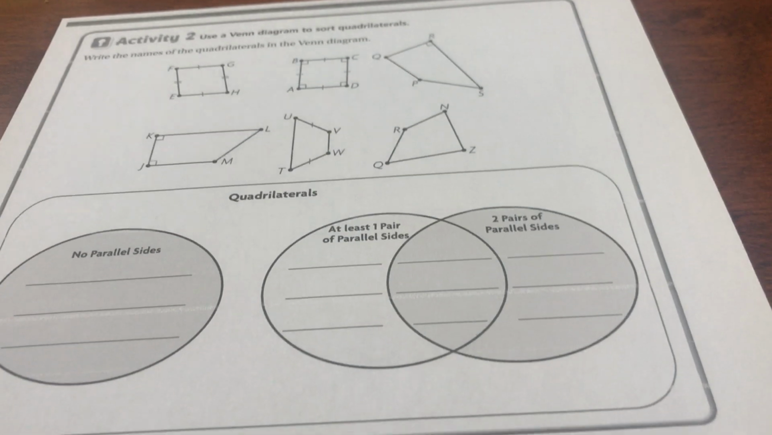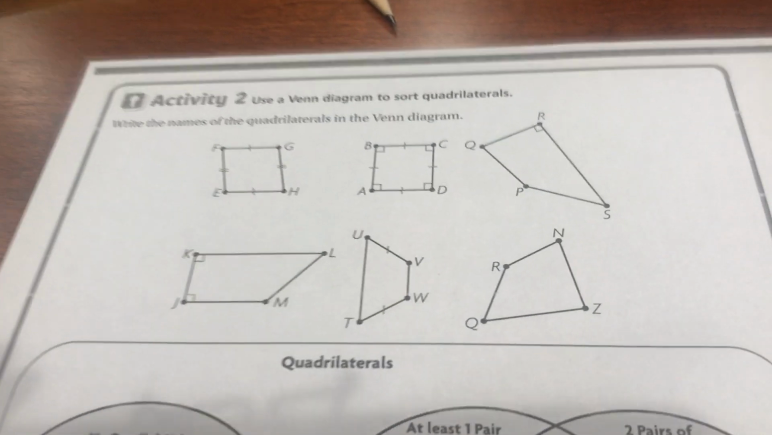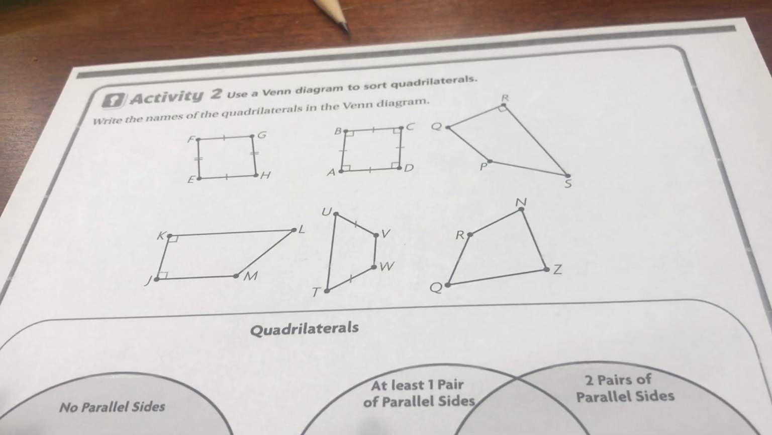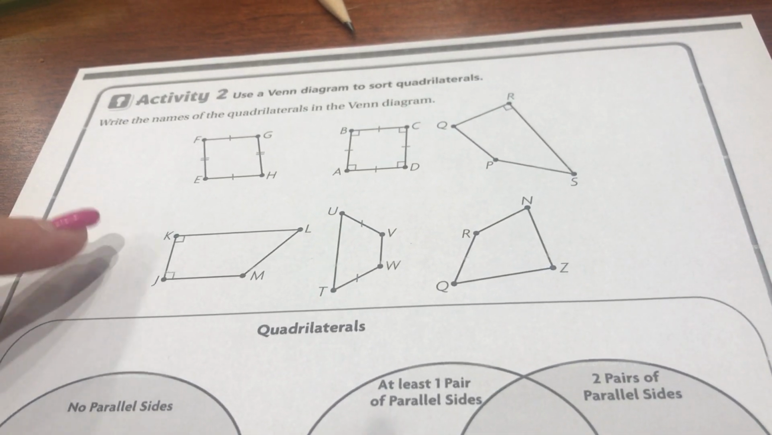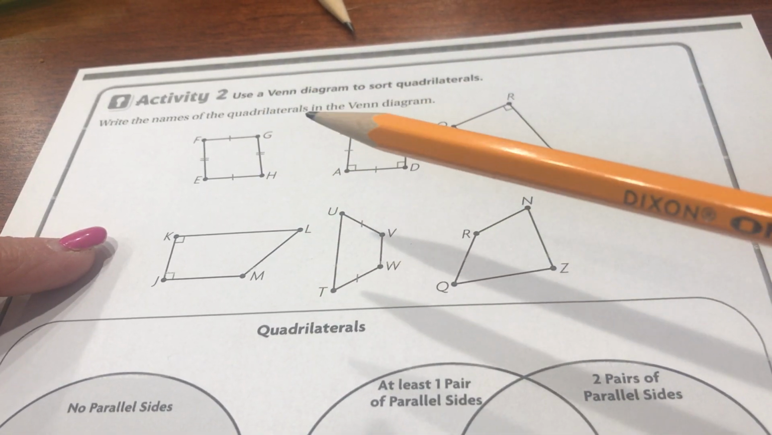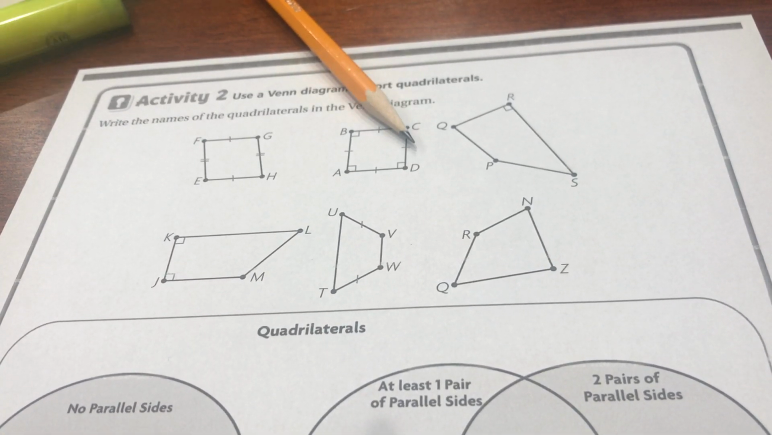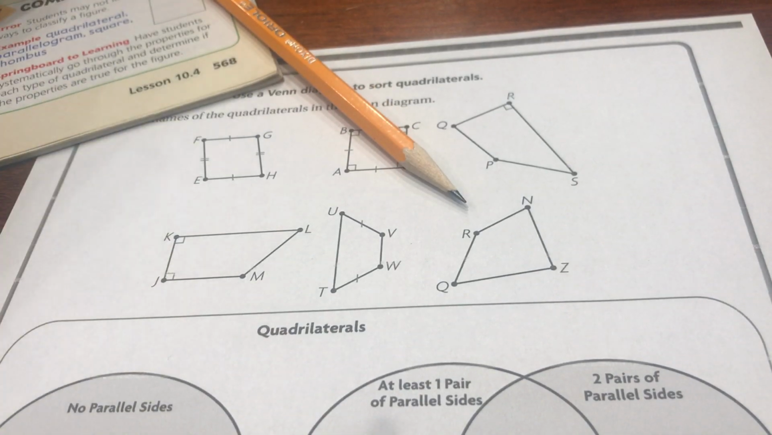And now we have to use a Venn diagram to sort these quadrilaterals. Okay, so let's take a look. Write the names of the quadrilaterals in the Venn diagram. Unfortunately, remember the last couple days we were using icons. They even had an icon for triangle. Well, there's no icon for quadrilateral. So sorry, but we're going to have to write the whole word out.